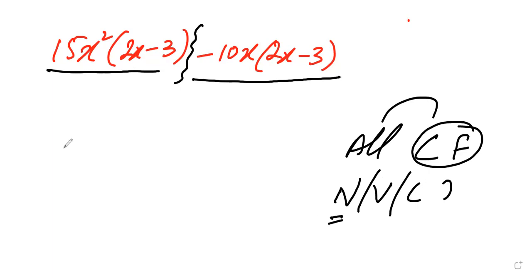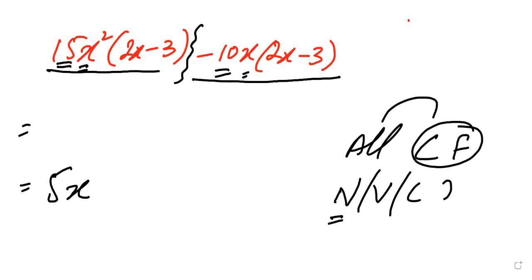So we start with the number. This time we have the numbers 10 and 15. What is a common factor? A common factor is 5. Then come to the variable. X is in the first term, X is in the second term. X is again a common variable because it is in both the terms. We will use the common variable with the smaller power.